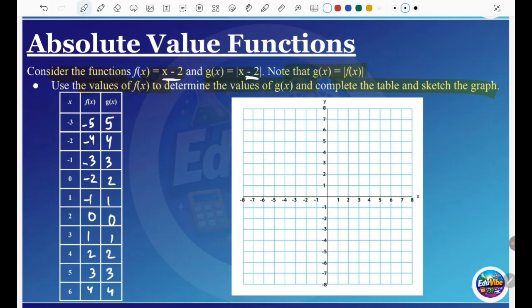Now you have to sketch the graph. We have minus 3, minus 5. We have minus 2, minus 4. We have minus 1, minus 3. Then minus 2 comma 0, because x minus 2 has that intercept. Then you have 3 comma 1, 4 comma 2, 5 comma 3, then 6 comma 4. So these form a straight line. This is a linear function.